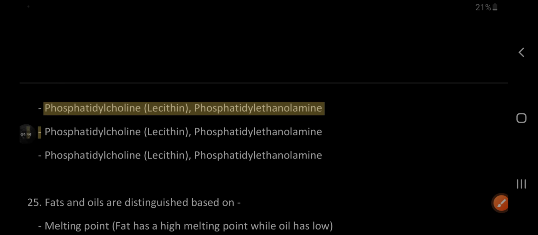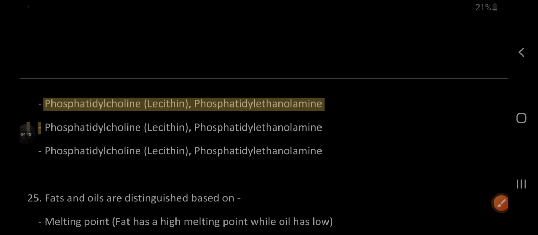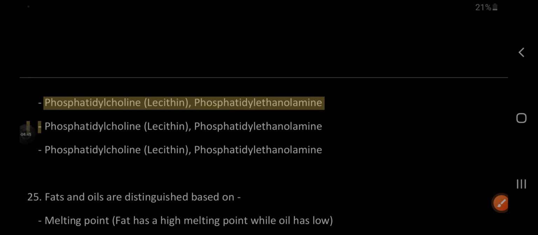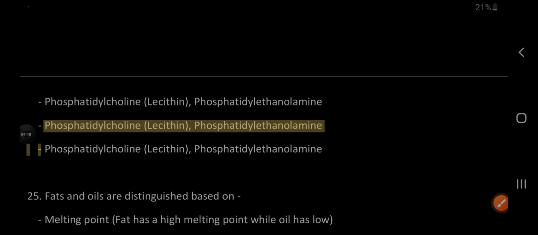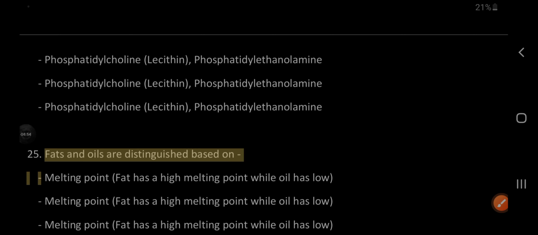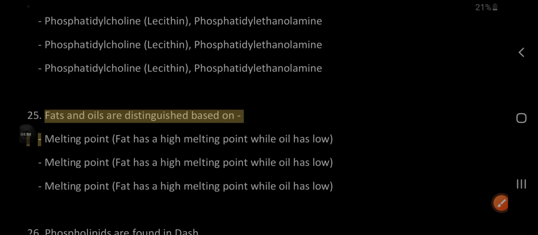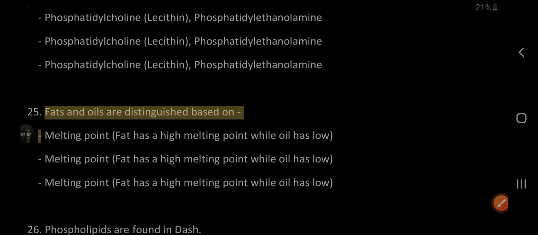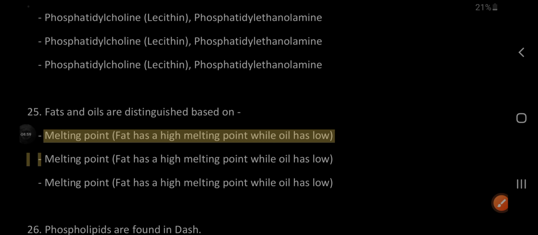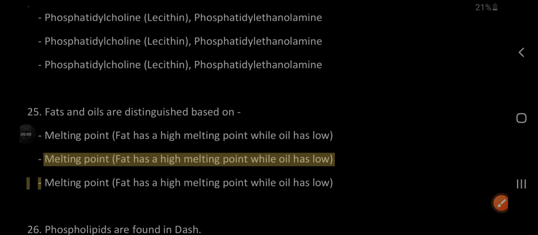24. Examples of phospholipids: phosphatidylcholine, lecithin, phosphatidylethanolamine. 25. Fats and oils are distinguished based on melting point. Fat has a high melting point while oil has a low melting point.